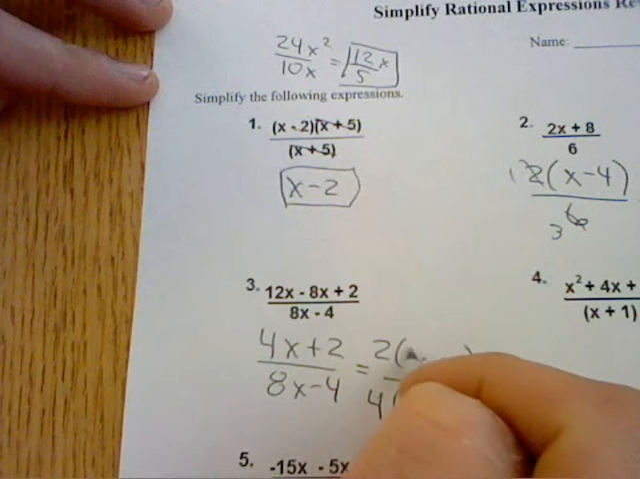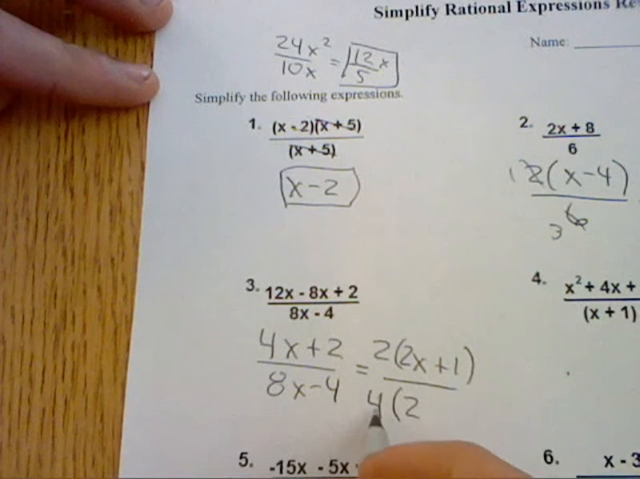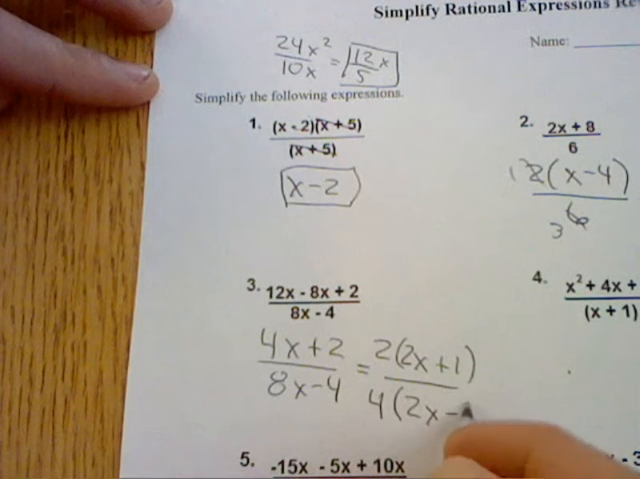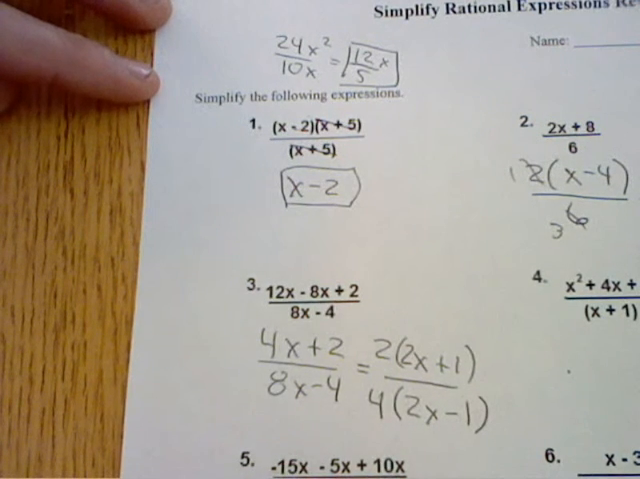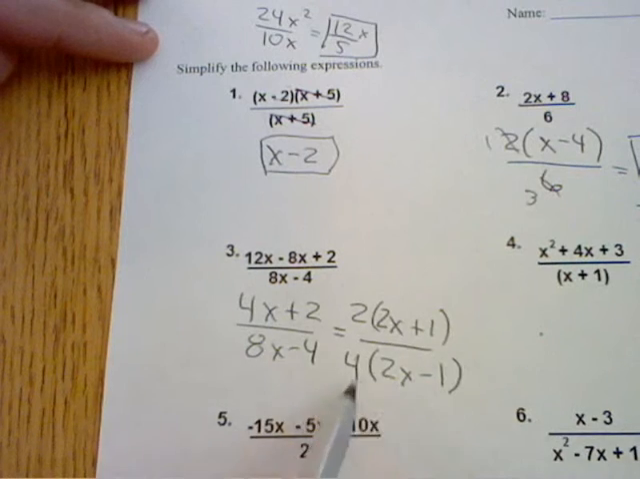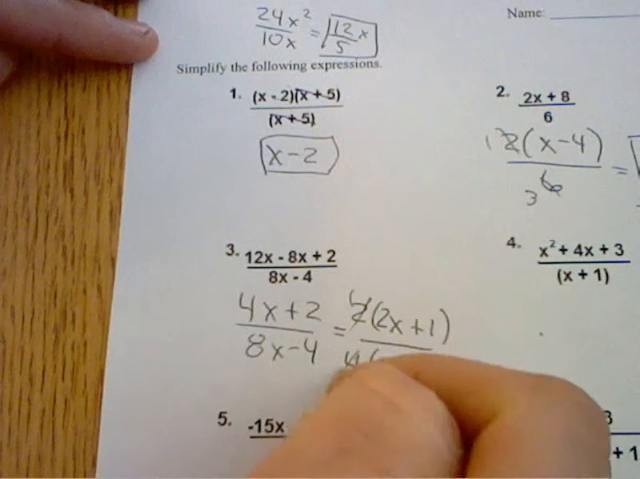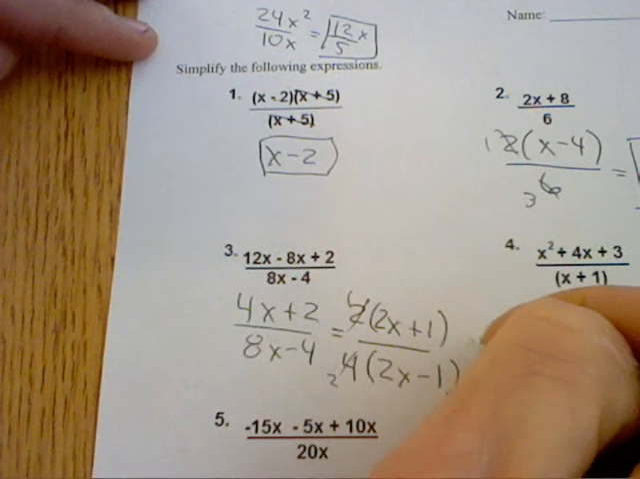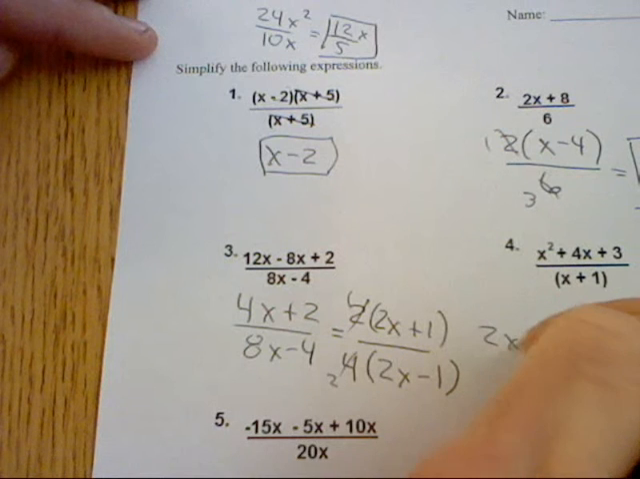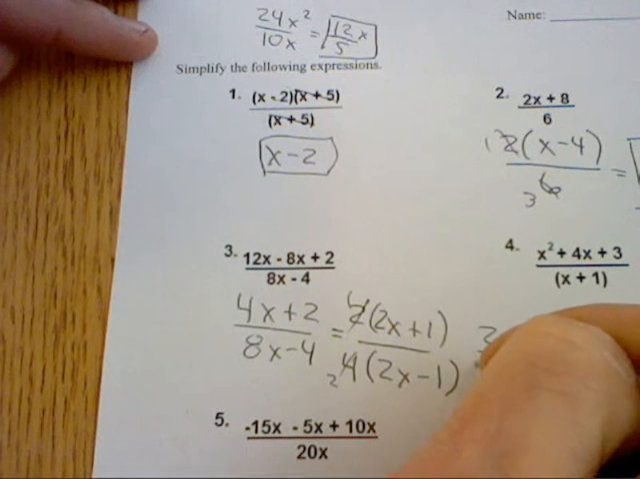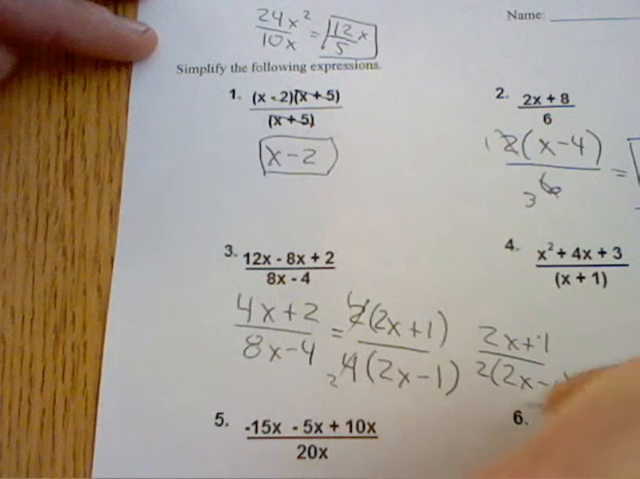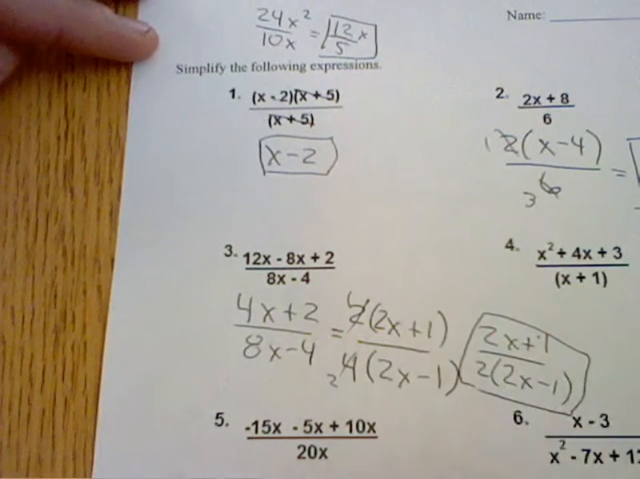Oops, I screwed up. There's a 2 here. If I factor 4 out of the bottom, you got 2x minus 1. Okay, so the 2 and the 4 out front can cancel down to a 1 and a 2. You might think these cancel, but since they're not exactly the same, they actually can't. So it's really just a 2x plus 1 in top, and then a 2 times a 2x minus 1 in the bottom. And that can be your answer.